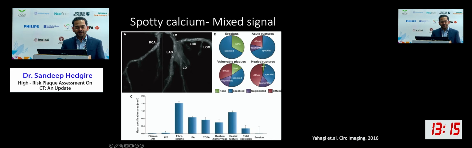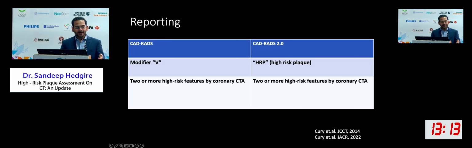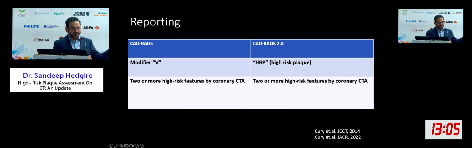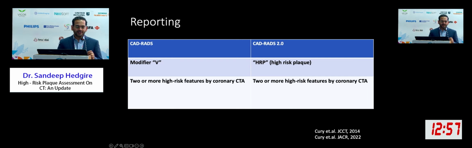In terms of reporting, you need to be aware that these reporting guidelines keep changing on us, particularly the SCCT recommended that we use CAD-RADS system. So here is a breakdown of how it was in the original CAD-RADS and how it changed over CAD-RADS 2.0. So with regards to the high-risk plaque feature, previous guidelines said we should use the term V for vulnerability. We have changed that and moved away from that term. Now we are using HRP, standing for high-risk plaque. But you need 2 or more high-risk plaque features to give that designation of HRP.